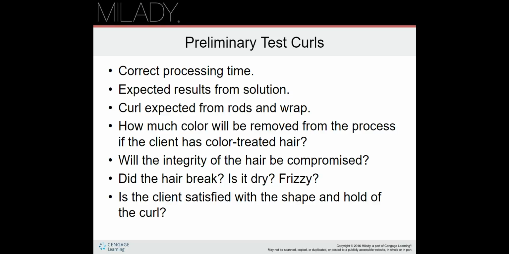Preliminary test curls. So you want to test the hair to make sure it's curled. You're going to make sure that you're using the correct processing time and that you're going to have the expected results from the solution. So that's the time that you'll check it. And then, is the curl what was expected from the rods and wrap? How much color will be removed from the process if the client has color treated hair?